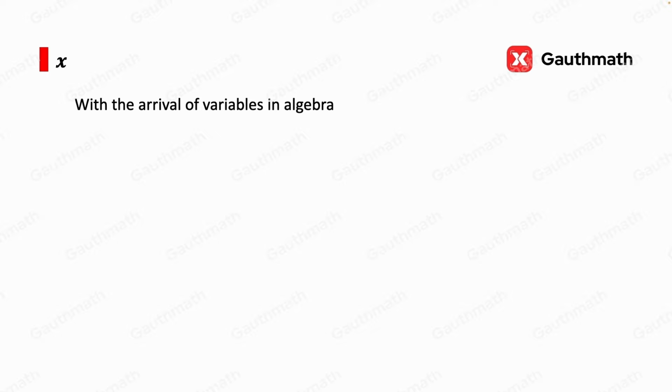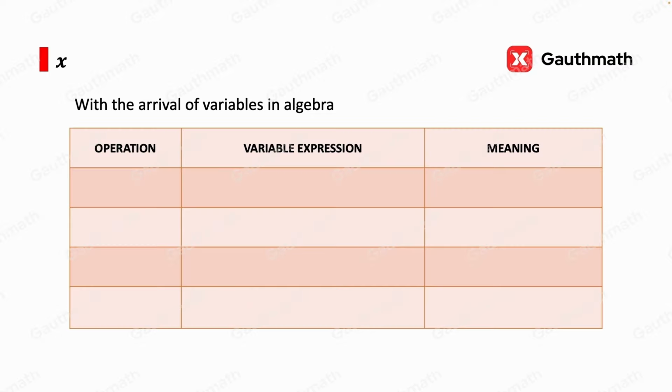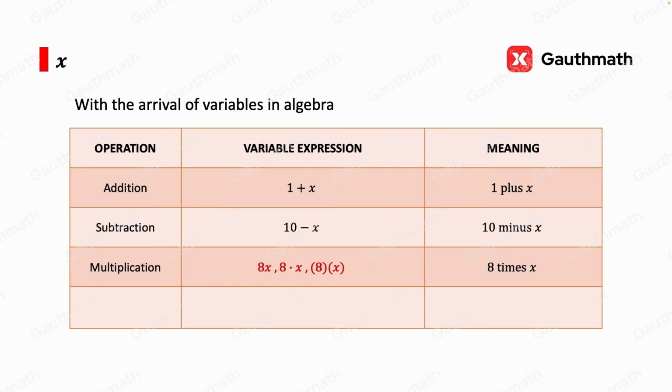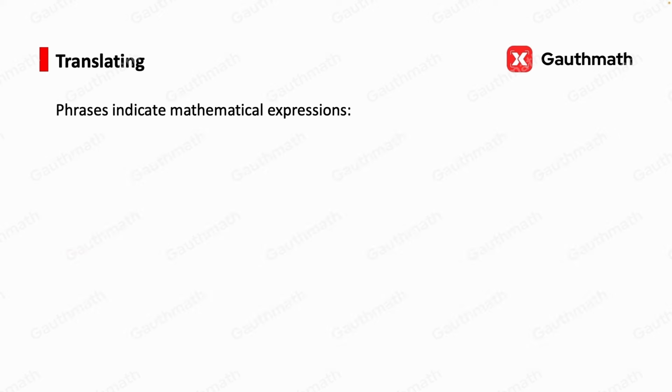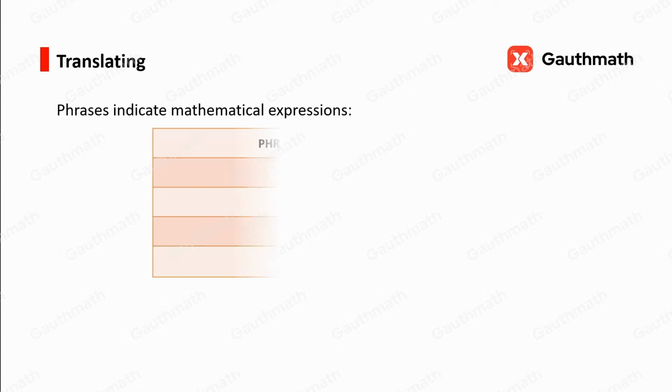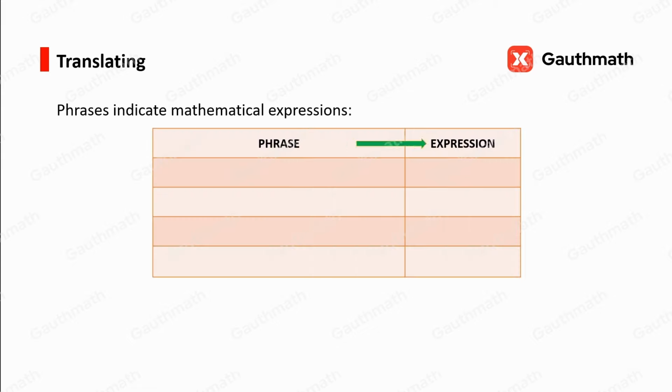With the arrival of variables in algebra, those variables are seen in different operations, like in addition, subtraction, multiplication. But be aware that the cross-product symbol is usually not used in algebra anymore to avoid possible confusion, and in division. When we translate from English language to mathematical language, remember phrases indicate expressions.